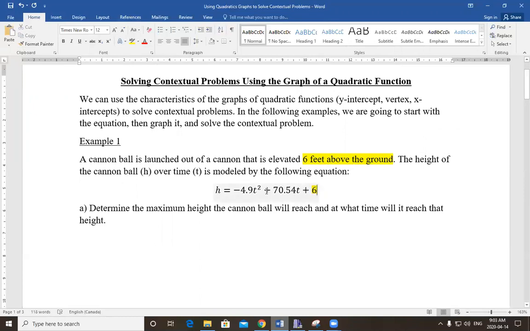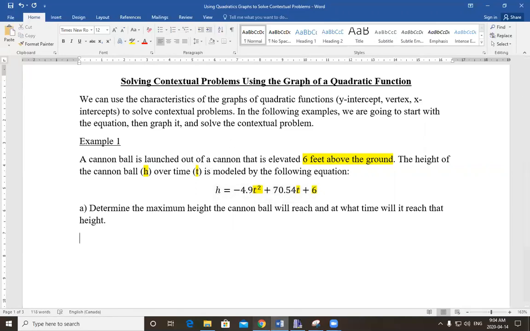You'll notice that you don't see x and y. Again, y is always the dependent variable. In this case, it's specifically h, height. So h is the same as y in this case. And t is our independent variable, time, so t would represent x in this case. So t is like x, h is like y.